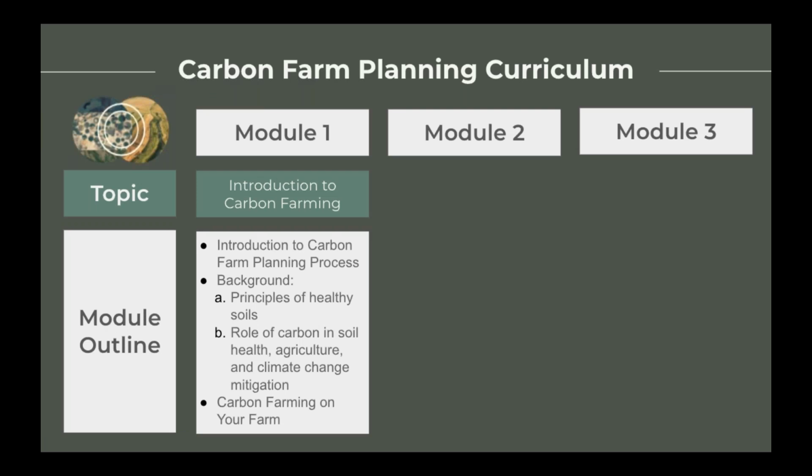There are 3 modules. Module 1 is focused on providing an introduction to the carbon farm planning process and provides a background on carbon farming, principles of healthy soil, and the role of carbon in soil health, agriculture, and as a component of climate change mitigation. Module 1 also dives into the network involved in developing a carbon farm plan and the ongoing support needed.